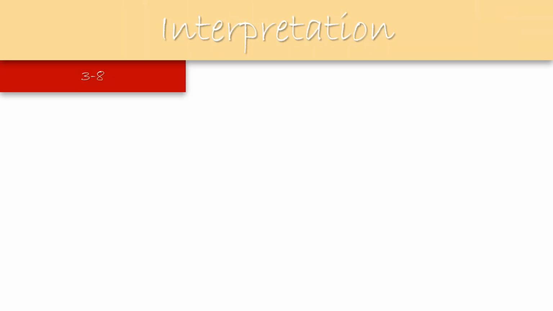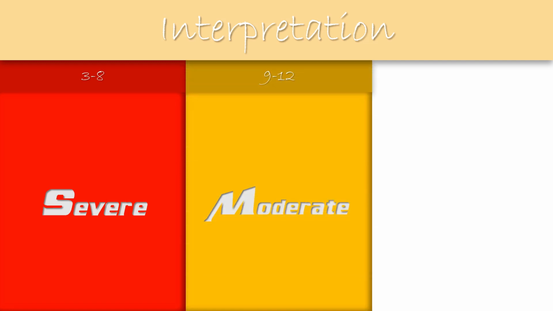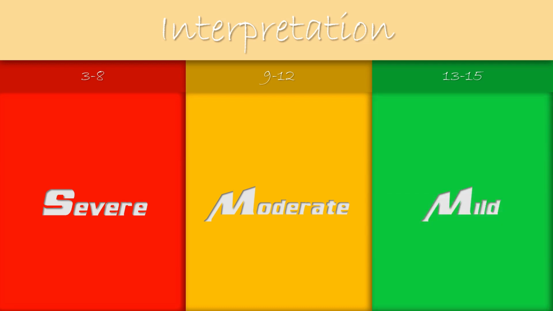A GCS score from 3 to 8 means the form of injury is severe. A GCS score from 9 to 12 means the injury is moderate. A GCS score from 13 to 15 means there is mild or no injury in the brain.